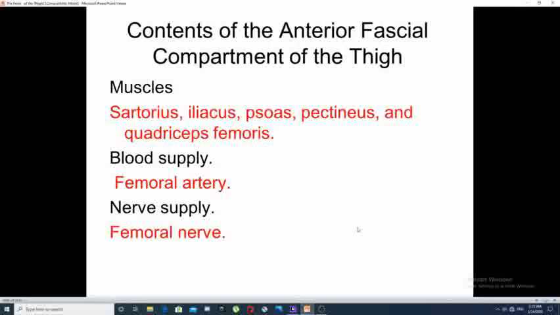Contents of the anterior fascial compartment of the thigh include muscles. These are the sartorius, iliacus, psoas, pectineus, and quadriceps femoris muscle, which is composed of 4 muscles. One is called rectus femoris, and the 3 vasti, that's the vastus medialis, vastus lateralis, and vastus intermedius muscle. Blood supply comes from the femoral artery, and nerve supply comes from the femoral nerve.